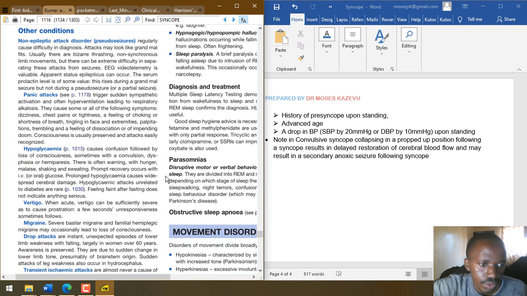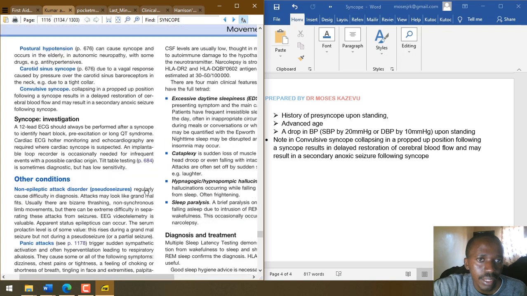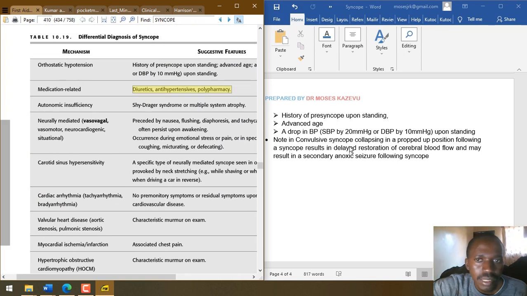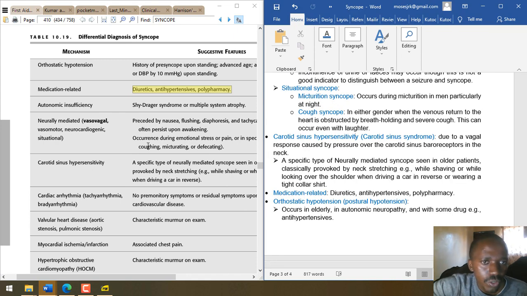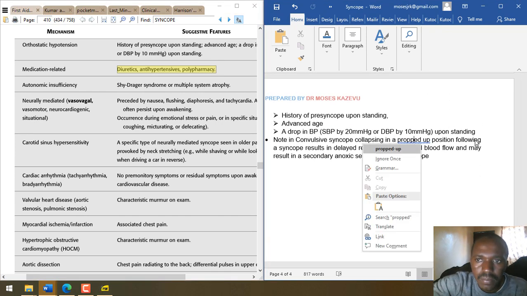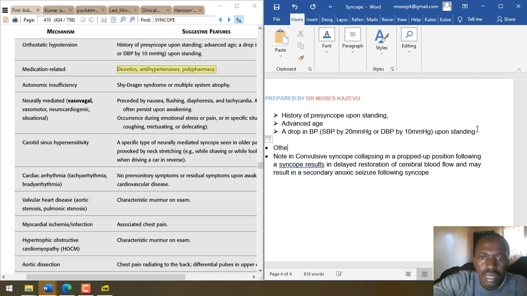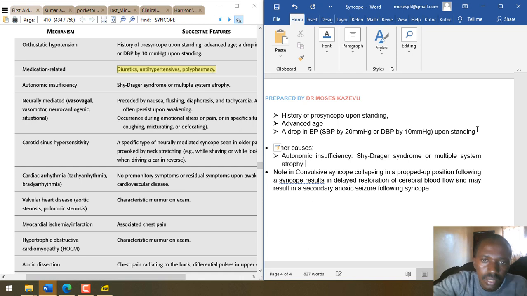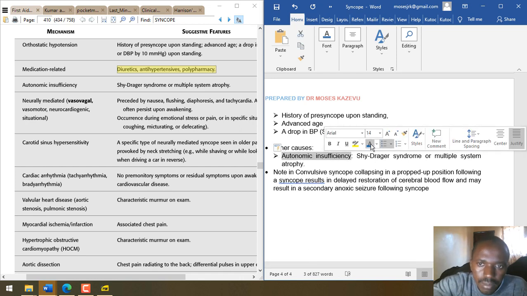Other conditions are also under our differential diagnosis that we shall consider after this. So we get back to this table here. I've done most of this, medicine related. Have we done that? Yeah, I think we have. Autonomic insufficiency. Yes, I said I'm going to leave that to the end. So you can group this as other causes, right? So those are the main causes. So here, let's just say other causes: autonomic insufficiency, like Shy-Drager syndrome or multiple system atrophy. Okay, so we can actually highlight that in blue. We can have a look at what Shy-Drager syndrome actually is.